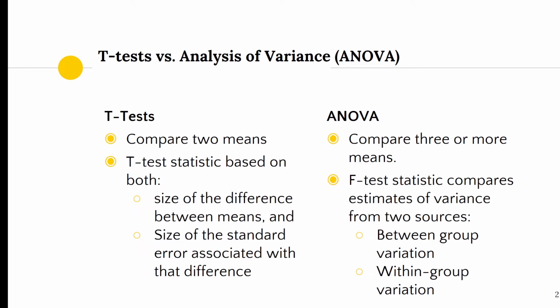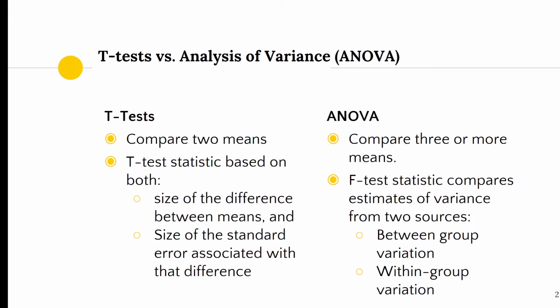Now, t-tests can be used to compare two means and determine if they're statistically significantly different from each other. And we do that by computing the t-test statistic, which is based on the size of the difference between the means of those two groups and the size of the standard error associated with that difference. The exact formula really depends on if this is a one sample or two sample t-test, if it's a paired sample, whatever, but this is the essence of the t-test.